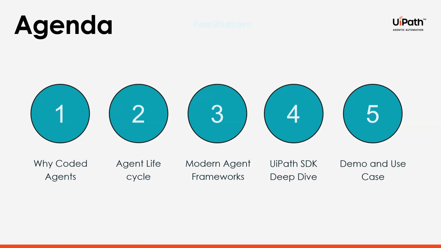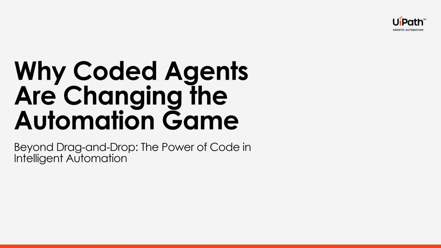So let's get to the big question: why are coded agents changing the game of automation? So far in traditional automation, we have utilized visual tools such as Studio to drag and drop activities to build robotic process automations. And then we have also recently introduced agent builders, which you can leverage to build agents, which in turn help with your complex use cases and operations according to your business requirements.